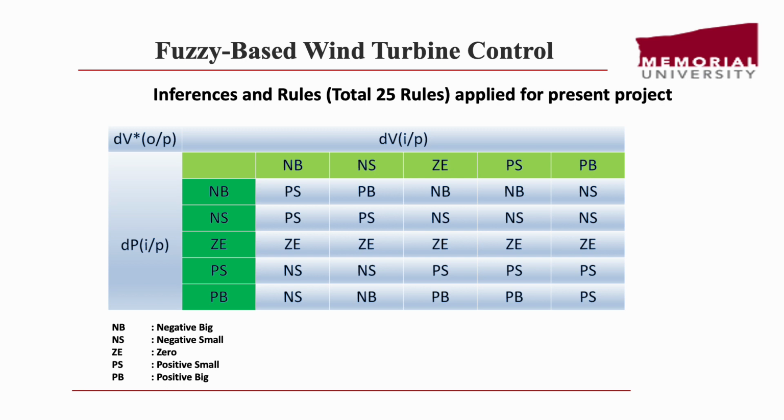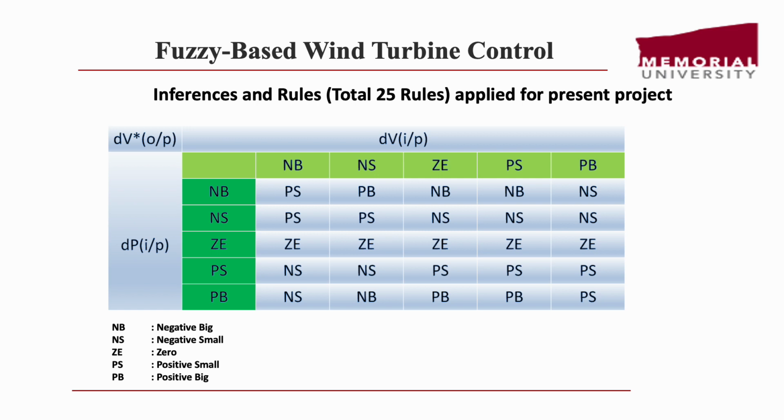Now we come to the fuzzy based wind turbine control which we are going to implement in this project. For this fuzzy control, we have taken the input variables as dV and dP, that is delta voltage and delta power, and the output variable is delta voltage.